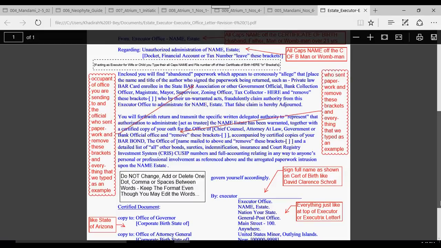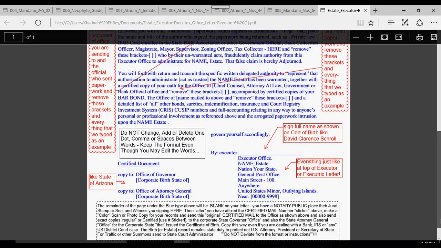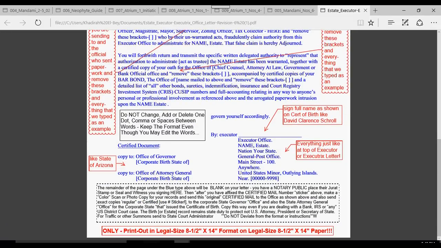Govern yourself accordingly. As you see here, some copy goes to the office of governor, corporate birth certificate of, office of attorney general, etc., etc. Executor, that is your indigenous appellation. And the name estate, which is your birth name, is the estate. The executive office or the executor is your indigenous appellation. Only print out on legal size paper, 8.5 by 14. Format of legal size, 8.5 by 14 paper.